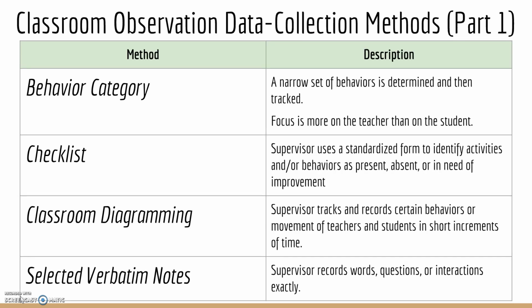In terms of classroom observation data collection methods, there are 8 methods in total. The first is described as behavior category. The description is, this is where there is a focus more on teacher behavior than on students. Next, we have a checklist. The supervisor uses a standardized checklist form to identify which activities or behaviors are present, absent, or in need of improvement. We have the classroom diagramming, which is where an observer tracks and records certain behaviors during a classroom observation. There is selected verbatim notes, where the observer collects every single word said during the observation.